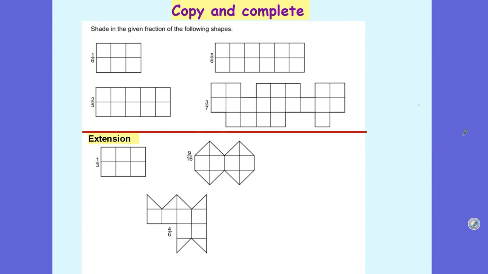Okay, can you please now pause the video for 5 minutes and copy these out and complete them in your light blue book? Can you shade 1/6 of this shape, 5/6 of this shape, 2/5 of this shape and 3/7 of this shape? Remembering to split the shape into the denominator number of parts to start with. Pause the video and complete that now. If you find this really easy, have a go at my extension questions on the bottom. This should take about 5 to 10 minutes.